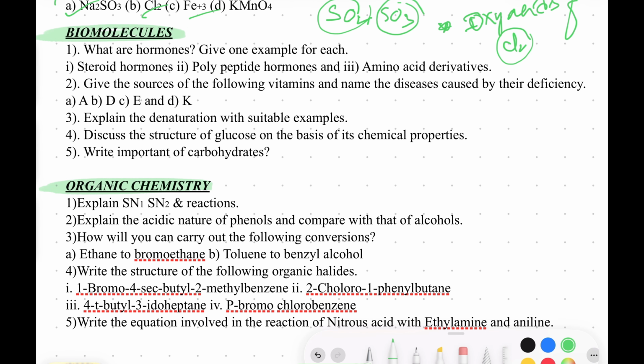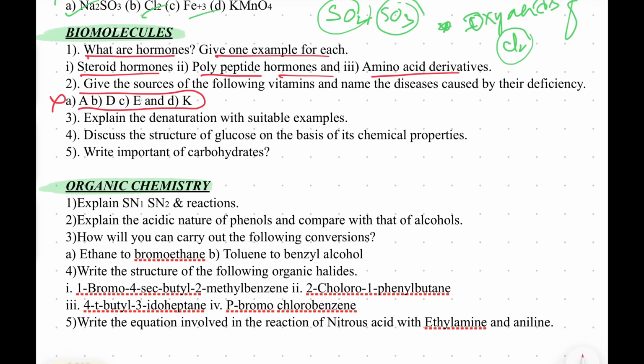Biomolecules are already there in the VSAQ. Sometimes they are asking in a SAQ also. That is, what are hormones? Give an example. And steroidal hormones, polypeptide hormones, amino acid derivatives. Mixing of these three, they ask one SAQ. And this is very important: A vitamin, B vitamin, D and C, E, K vitamins. What are the vitamins and their deficiency diseases? Compulsory question. Okay, students, don't forget this.